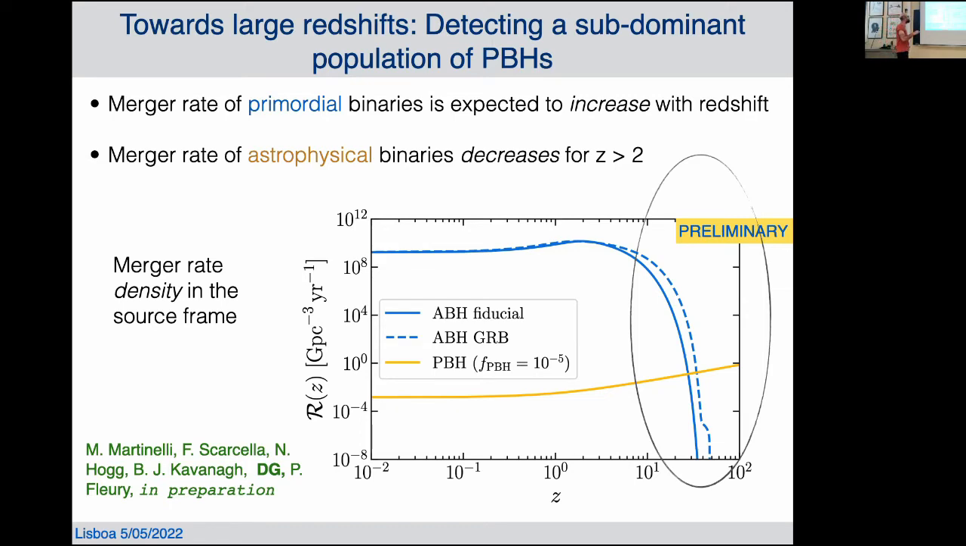The evolution with redshift of the astrophysical black hole merger rate is expected to trace the star formation history.